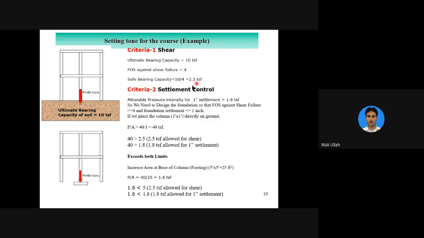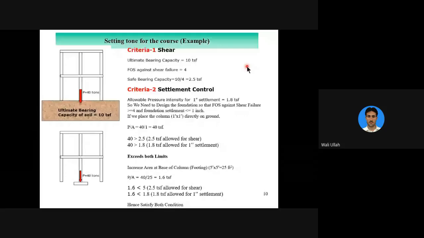When the stress is 2.5 ton per square foot, the factor of safety is 4. When the stress is 1.6, the factor of safety would definitely be more because you applied less stress. 6.25.